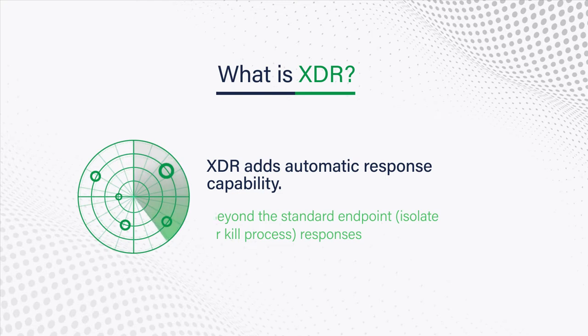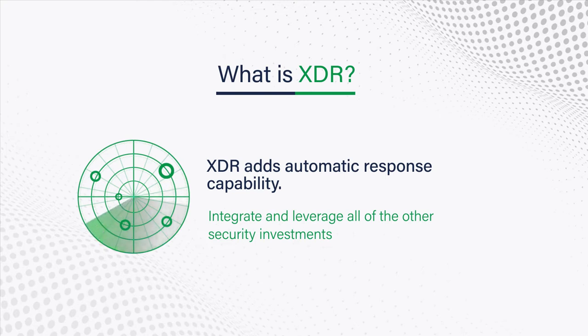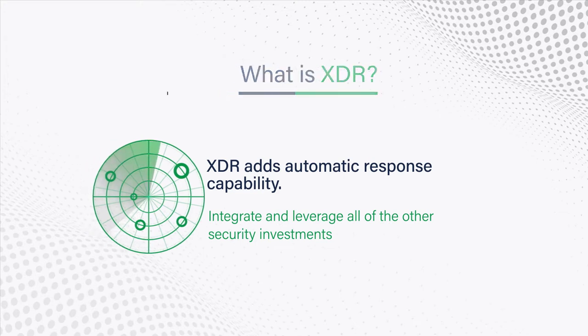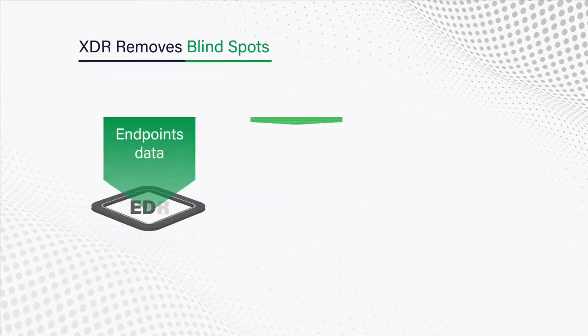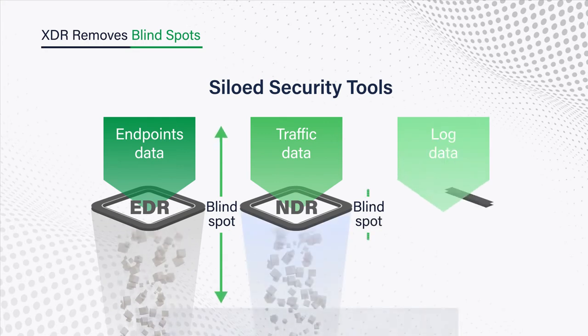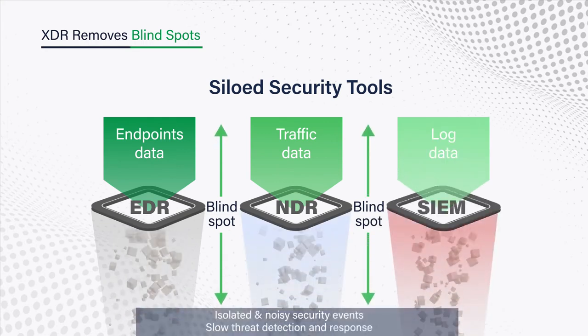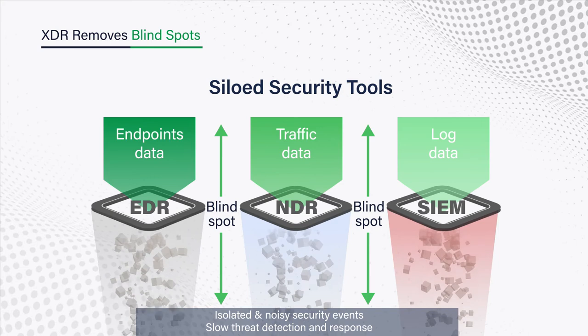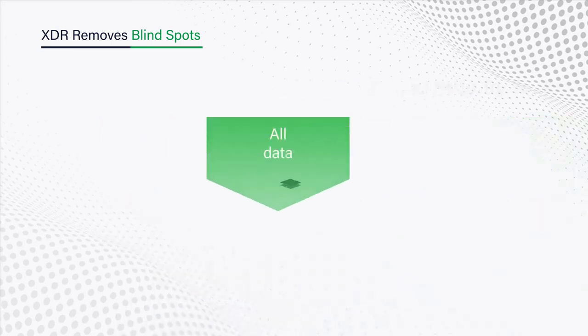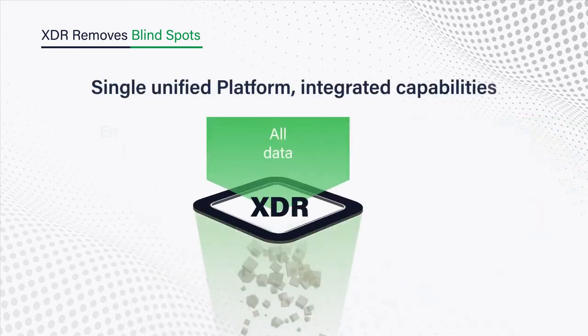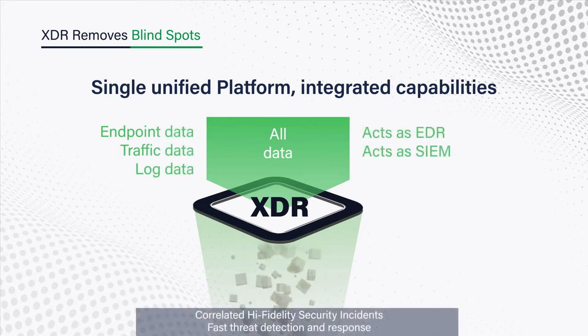All of these capabilities for response, automatic response, are possible within XDR. Obviously, the idea is to integrate and leverage all the other security investments. And we're doing all this in order to get faster detection, more complex problems being detected, and ultimately leading to faster response. So that's what XDR is. So XDR then is removing blind spots. You have an EDR solution, you have an IDS, you have a SIEM. These tend to be siloed security tools, leaving blind spots in between. What does XDR do? It integrates everything, it correlates, therefore you get faster threat detection and response.